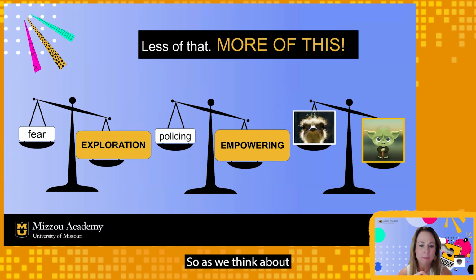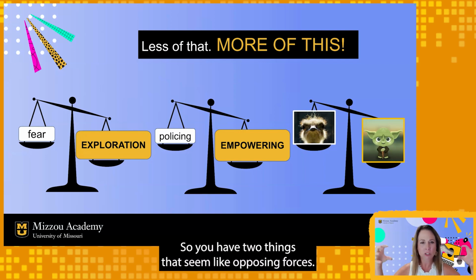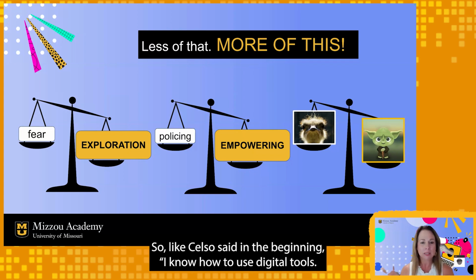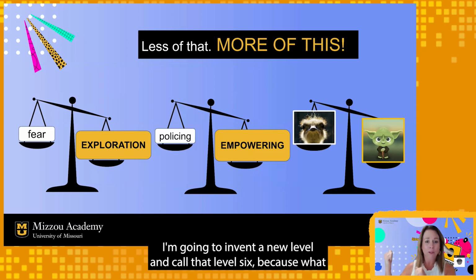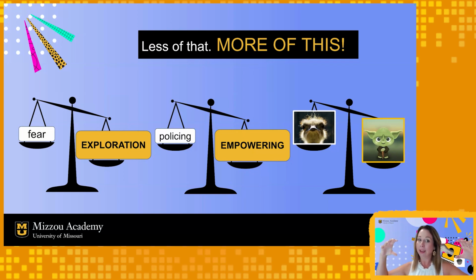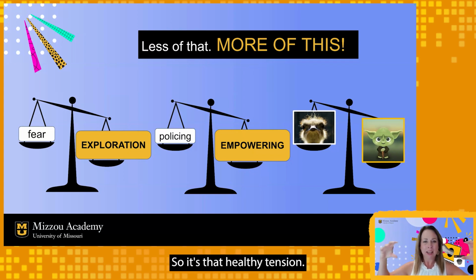As we think about, I like to call them healthy tensions. You have two things that seem like opposing forces, but really it's what keeps us moving. Like Celso said in the beginning, I know how to use digital tools. I know what to do with my kids. I'm going to invent a new level and call that level 6, because what I'm working towards is the tension between using them and staying sane, staying mentally healthy. So it's that healthy tension.